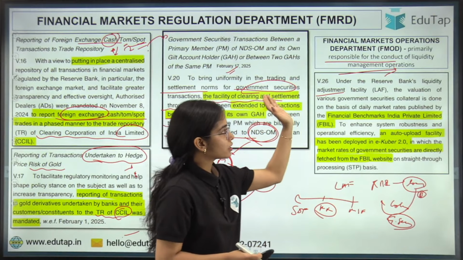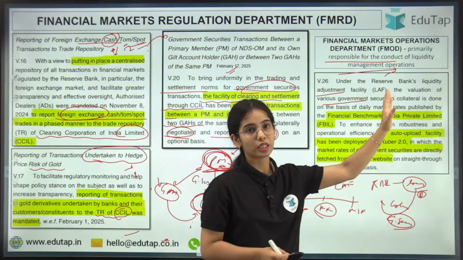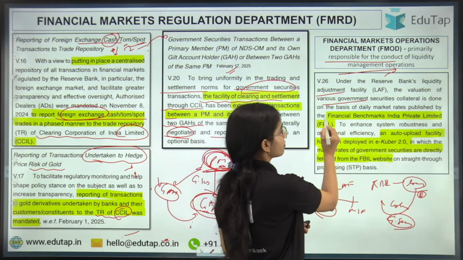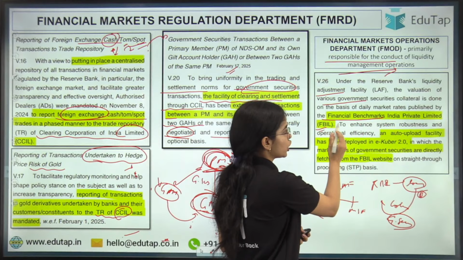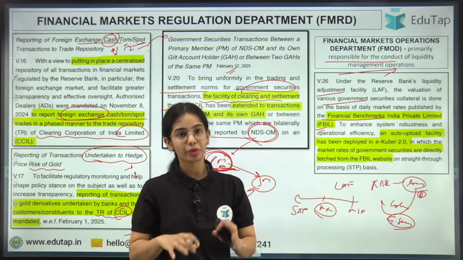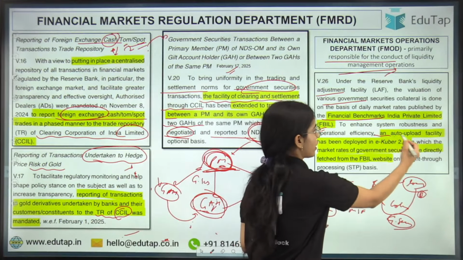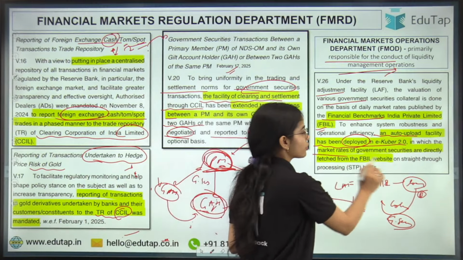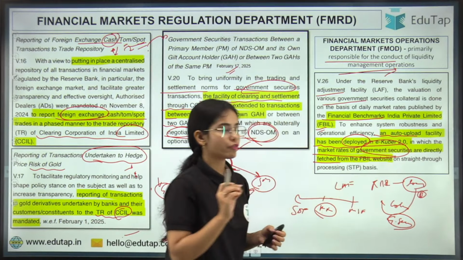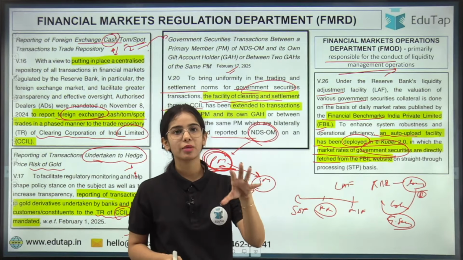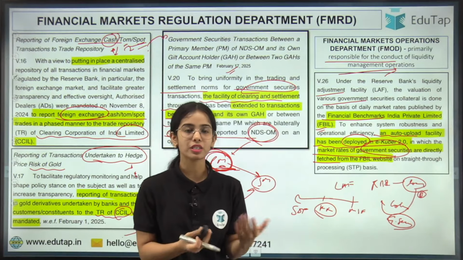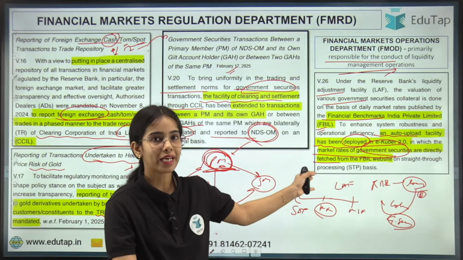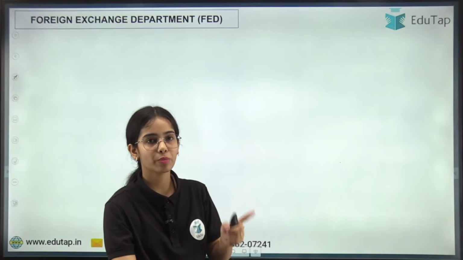Now see what happens: the valuation of the various government securities collateral is done on the basis of daily market rates published by the Financial Benchmark India Private Limited. To enhance system robustness and bring efficiency, an auto-update facility has been deployed in eKuber 2.0, in which the market rates of government securities are directly fetched from the FBIL website. So on a daily basis, the RBI is taking collaterals, and the valuation of the collateral should happen daily. That can now happen automatically through eKuber 2.0.